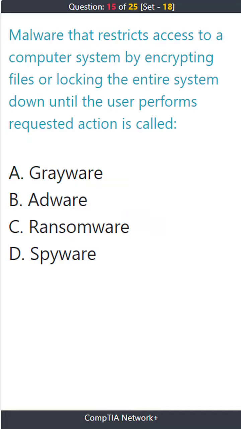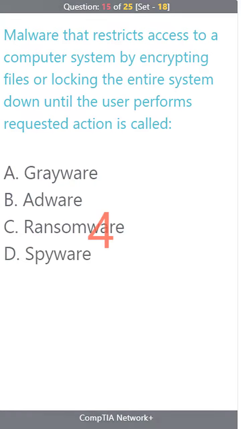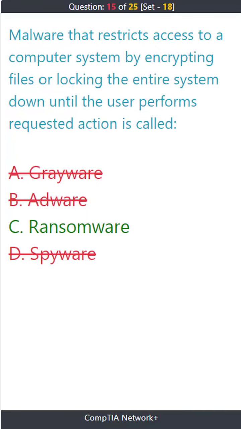Question 15. Malware that restricts access to a computer system by encrypting files or locking the entire system down until the user performs a requested action is called: A. Grayware. B. Adware. C. Ransomware. D. Spyware. The correct answer is C. Ransomware.